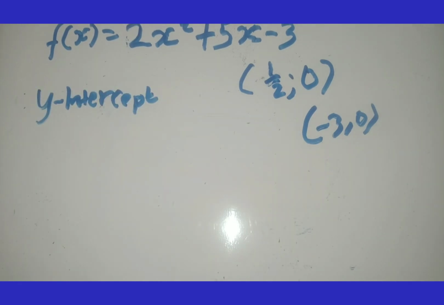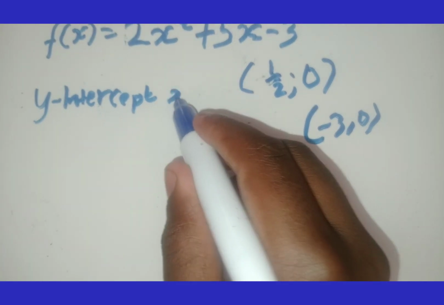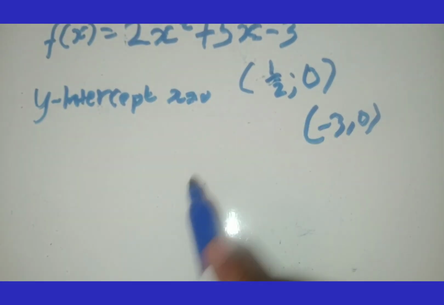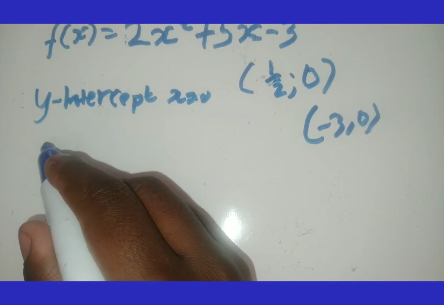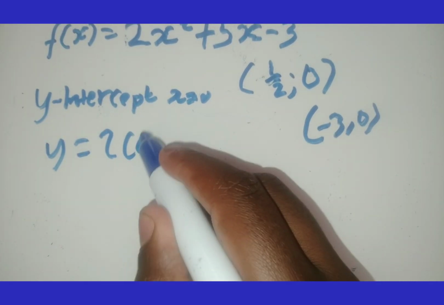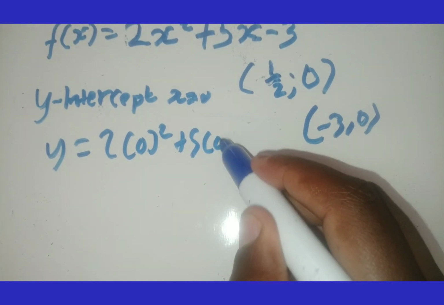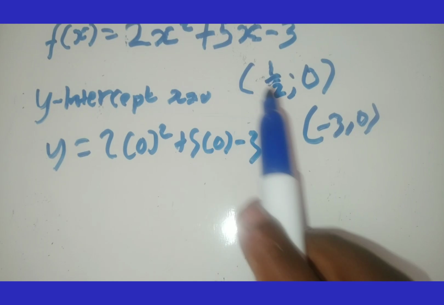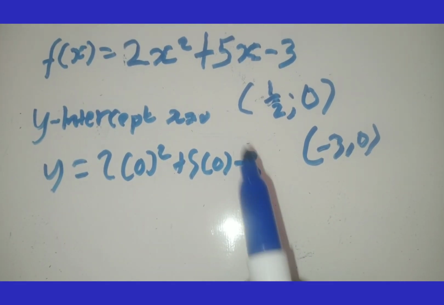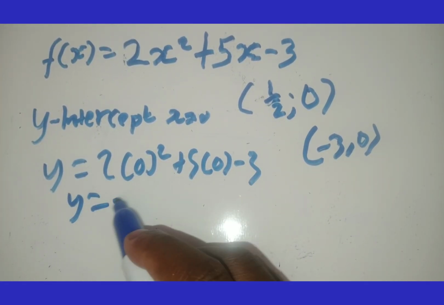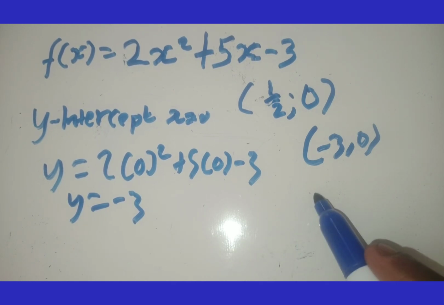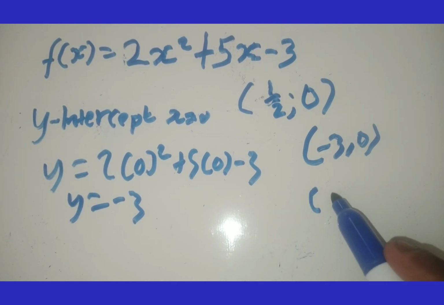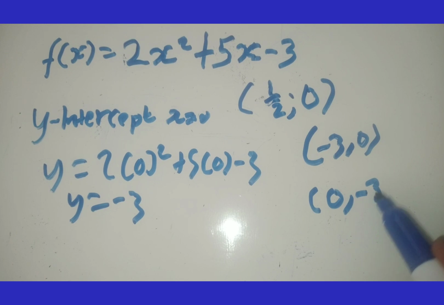Now let's find our y-intercept. When I say y-intercept, x is equal to 0, so we just make x 0. So y is equal to 2 into 0 squared plus 5 into 0 minus 3. It's obvious, whatever has x will end up disappearing, and our answer will be -3. So y is equal to -3. We found our y-intercept: when x is 0, y is -3.